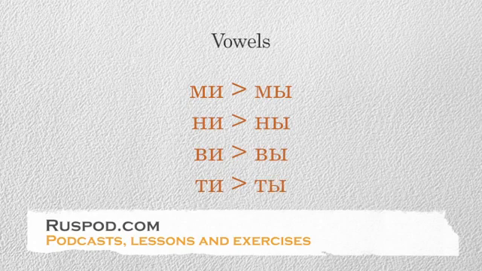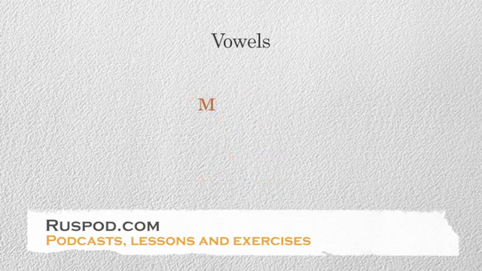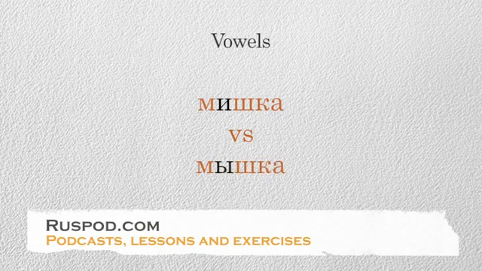Ti, ty. There are some words the only difference between which is this one sound, I or Y. For example, Mishka and Myshka. Mishka with I is a little bear, but Myshka with Y is a little mouse. So there is a difference between a bear and a mouse, isn't it? Surely there is. First of all, different letters, different sounds.